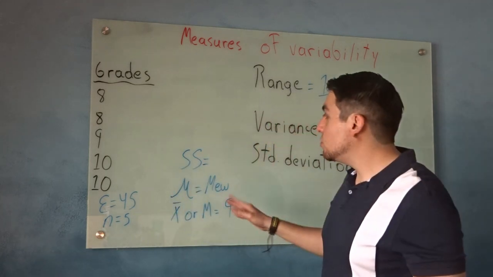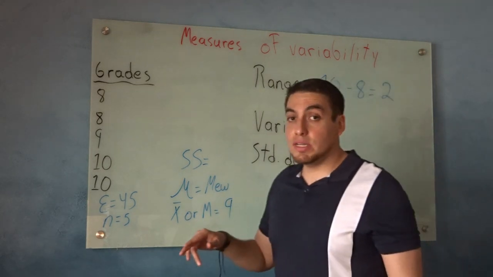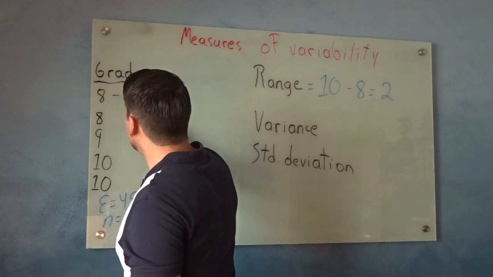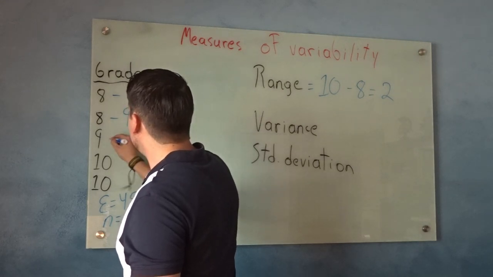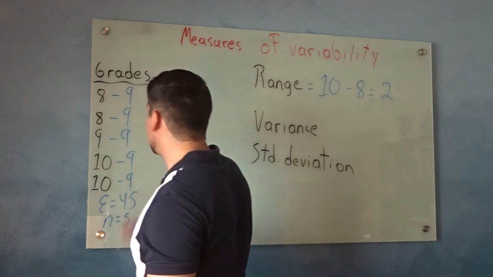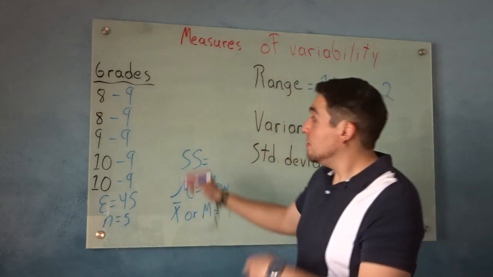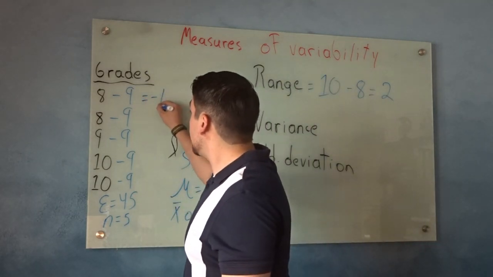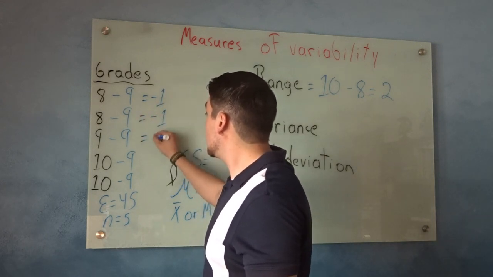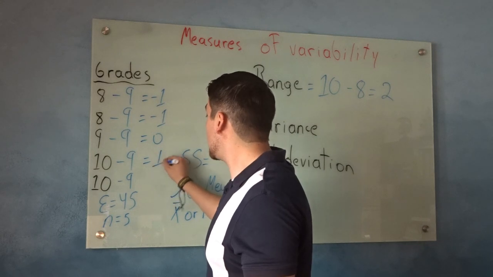So what we're going to do is super simple. We're going to take the 9, which is the mean in this example, and we're going to subtract it from each one. So 8 minus 9, minus 9, minus 9, minus 9, minus 9. Cool? Then we get the results: minus 1, minus 1, 0, 1, 1.